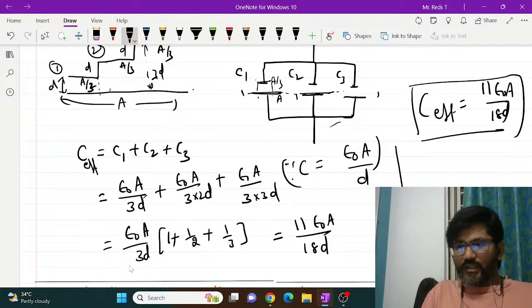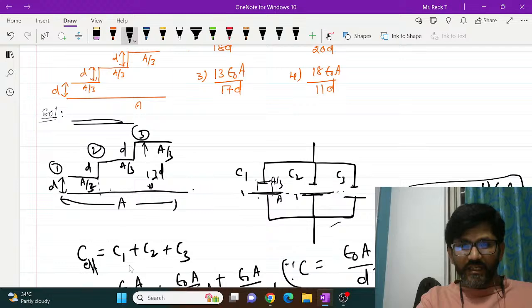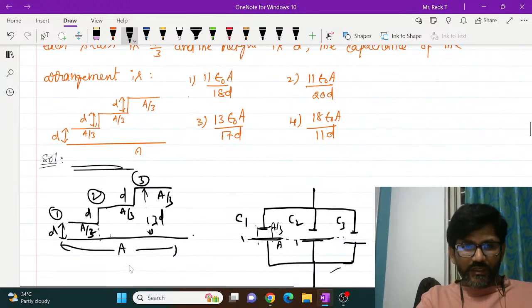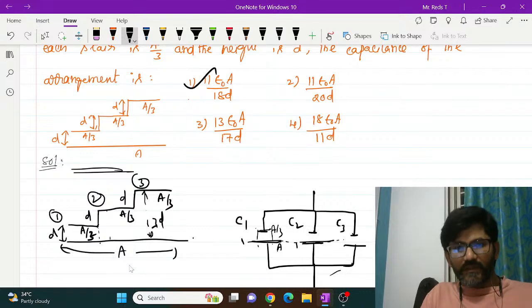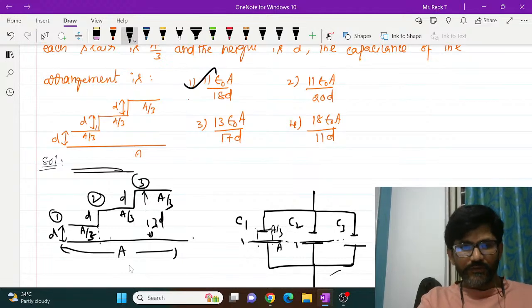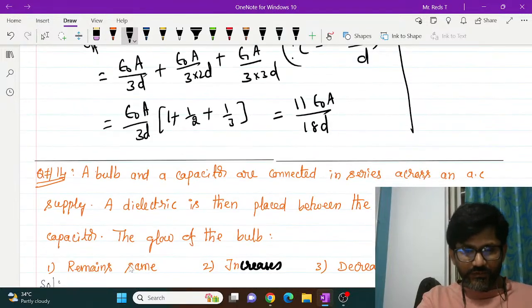So based on the options, if you cross check, you can select 11 epsilon naught A by 18 D. Option 1 is the correct one, 11 epsilon naught A by 18 D. So I hope it is clear for you and there is no confusion. Next, let us get into the next question.